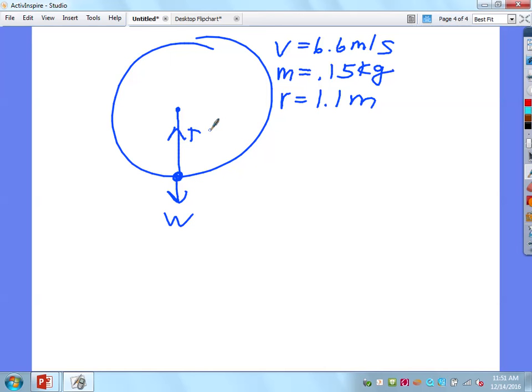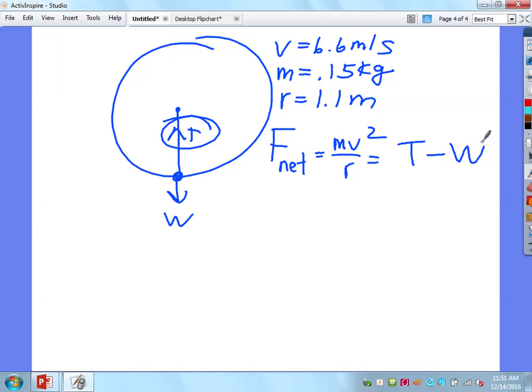Down at the bottom, we have to have the tension. Tension can't go to 0 because then we'd only have forces pointing outside the circle, and that doesn't work. So we have to keep the tension. But it gives me this equation. F net equals mv squared over r equals T minus the weight. So T will equal mv squared over r plus the weight.